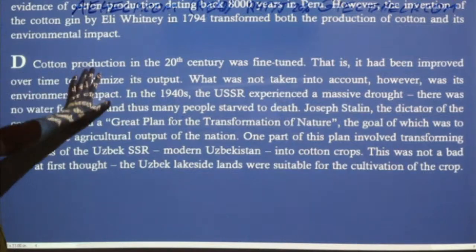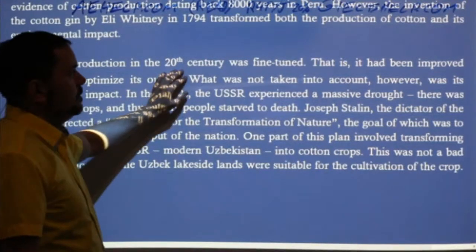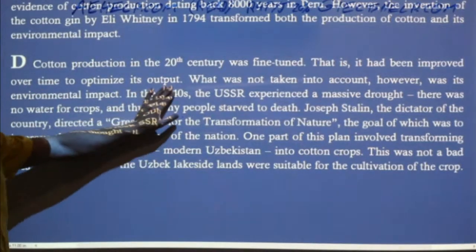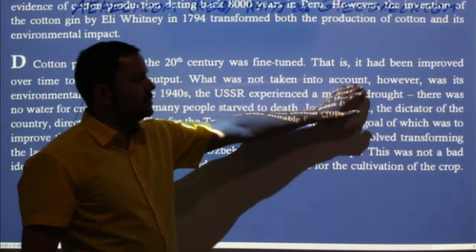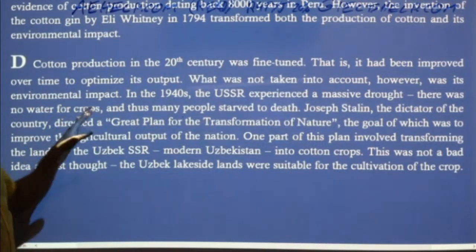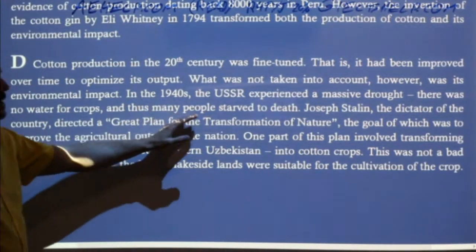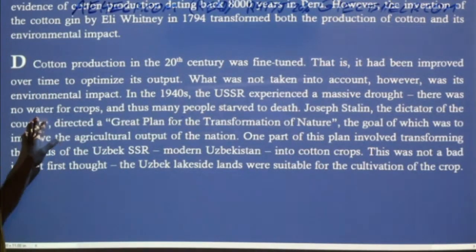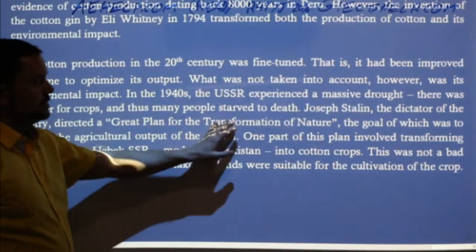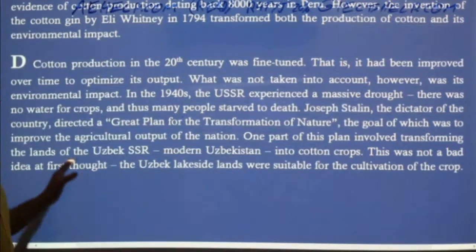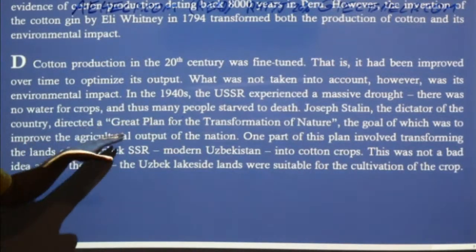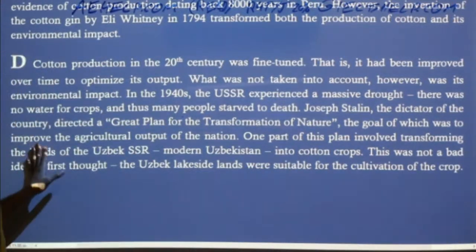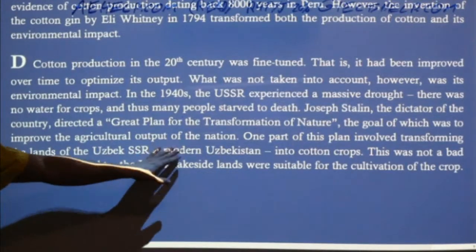So cotton production in the 20th century was fine-tuned. That is, it had been improved over time to optimize its output. What was not taken into account, however, was its environmental impact. In the 1940s, the USSR experienced a massive drought. There was no water for crops, and thus many people starved to death. Joseph Stalin, the dictator of the country, directed a great plan for the transformation of nature, the goal of which was to improve the agricultural output of the nation.